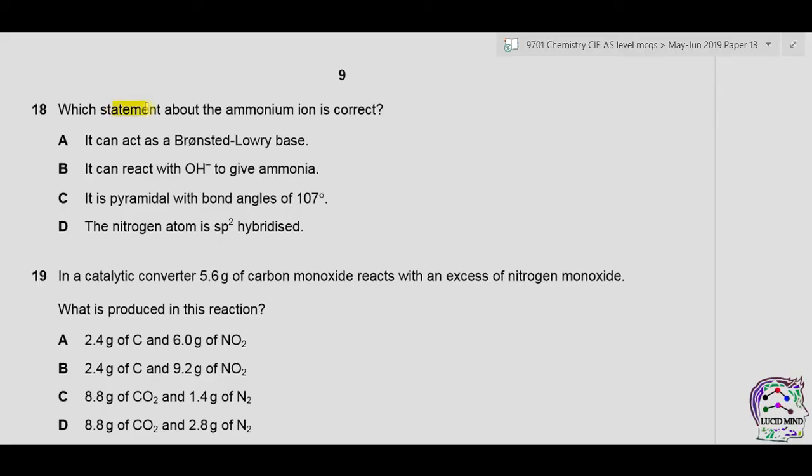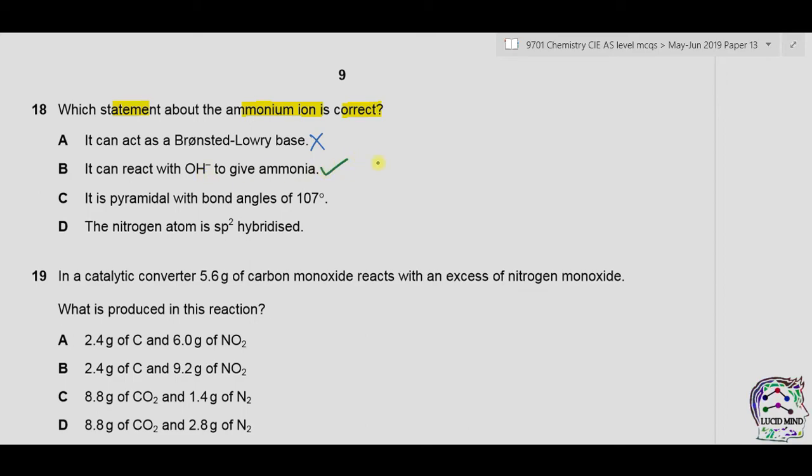Question 18. Which statement about the ammonium ion is correct? A. It can act as a Bronsted-Lowry base. Now this is incorrect because the ammonium ion can donate H positive, so therefore it can act as a Bronsted-Lowry acid. B. It can react with hydroxide ion to give ammonia.